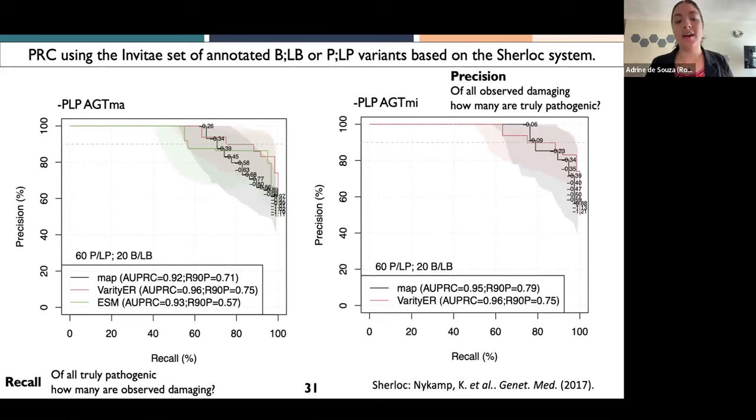That is the largest cohort for me for a validation of the experiment. You can see that if we set a threshold around 90% precision, we get scores that have a good area under the curve, so that's really good for both maps. And if we set a recall where we ask, of all true pathogenic variants, how many are observed as damaging, we get around 70% precision for the major map and around 80% precision for the minor map.